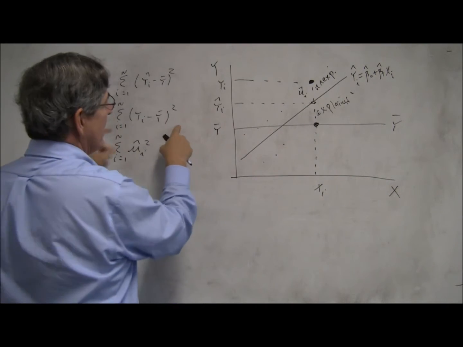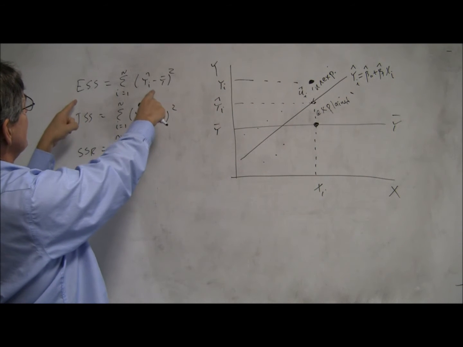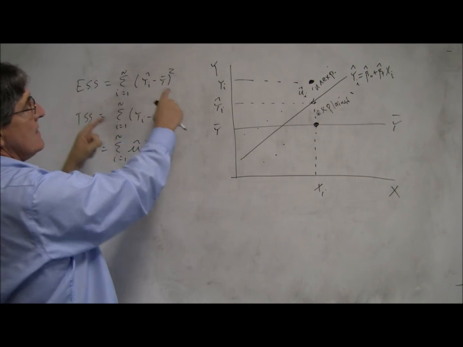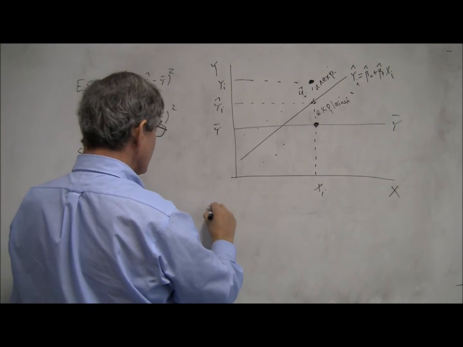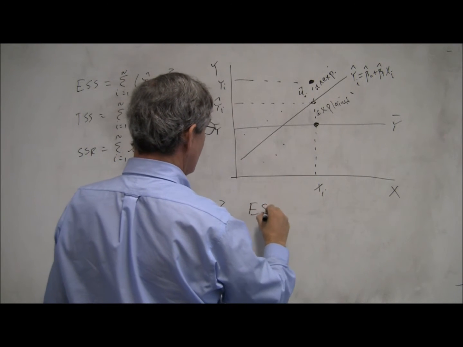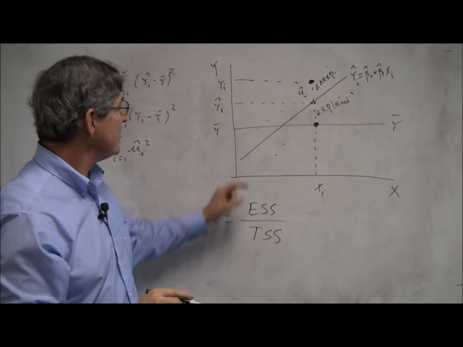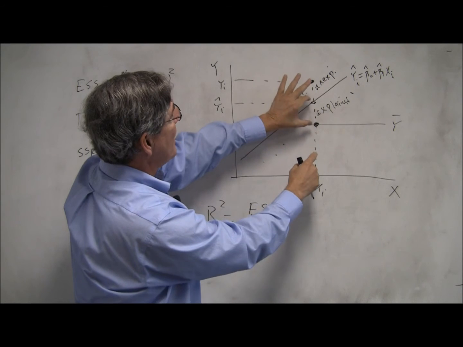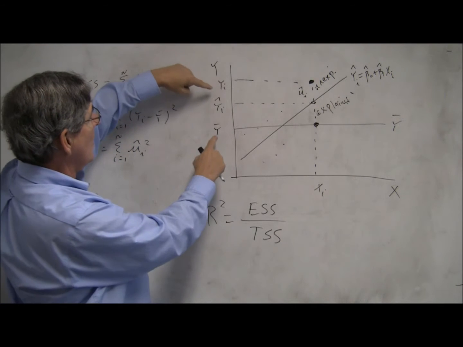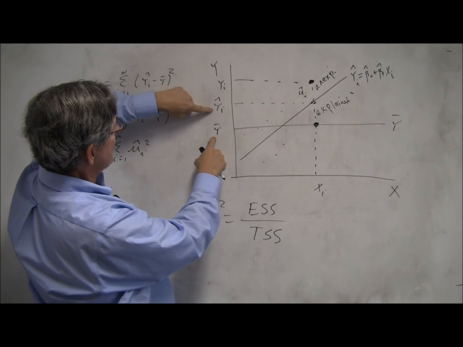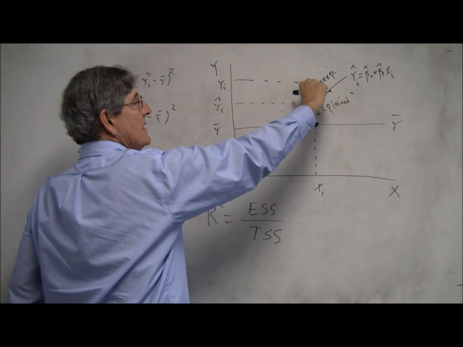So the total sum of squares is the total sum of the deviations from y bar. The explained sum of squares, y hat minus y bar, is the amount of that total variation that's explained. So when I take this ratio, r squared, it's the explained sum of squares over the total sum of squares. That's just the fraction of the total variance that's explained by the model. So r squared is telling us how much of this total variance from here to here is explained by the model. Again, this is the explained variation, and this is the unexplained variation.